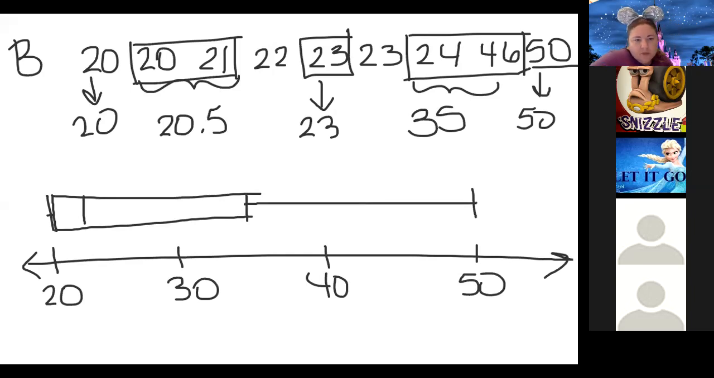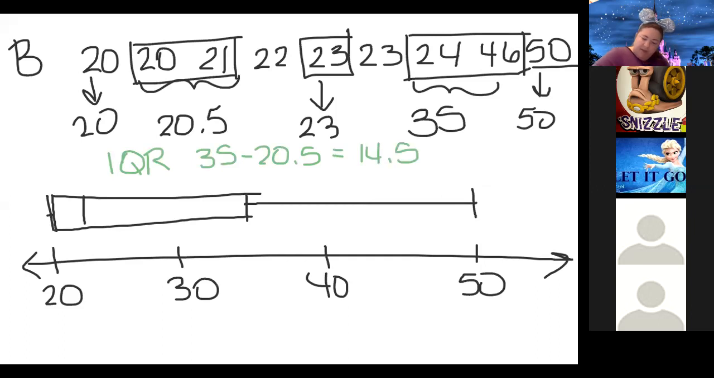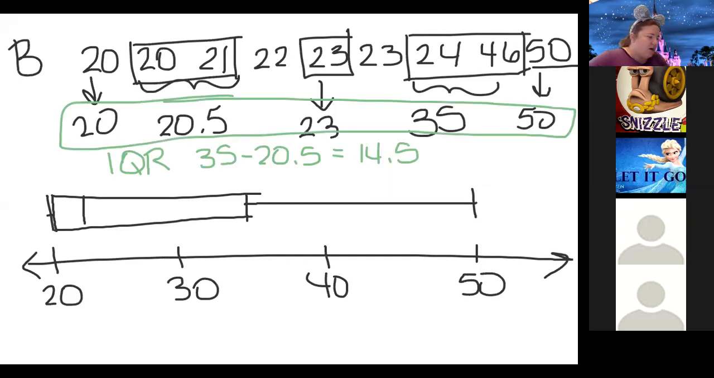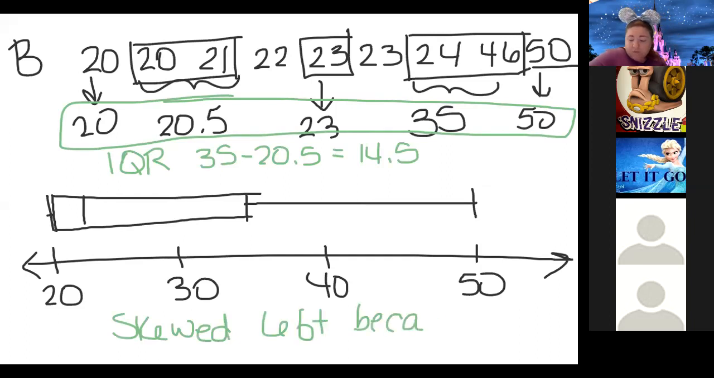Okay? So then again, I have the interquartile range. IQR is going to be 35 minus 20.5, which is 14.5. And these 5 numbers are my summary. And then you can easily see this one is skewed, so it is not symmetrical. It is skewed to the left because honestly, the 46, 45 and 50, those two just mess with the data way too much.